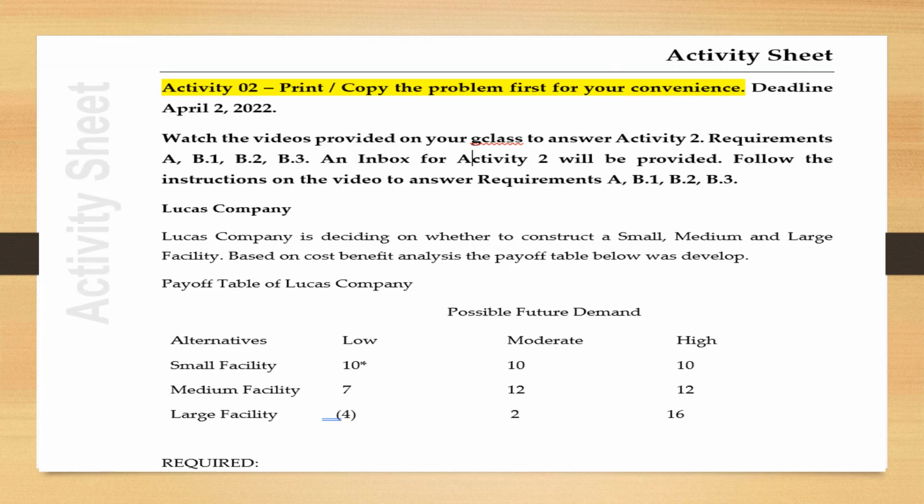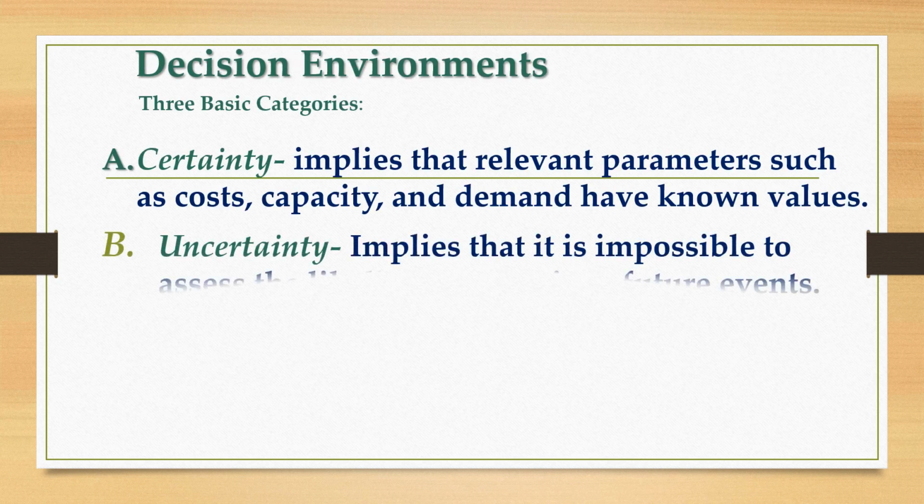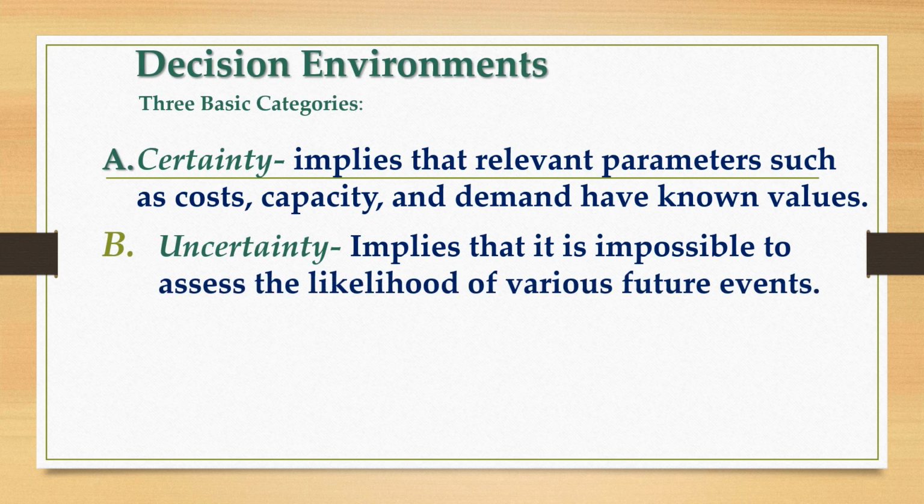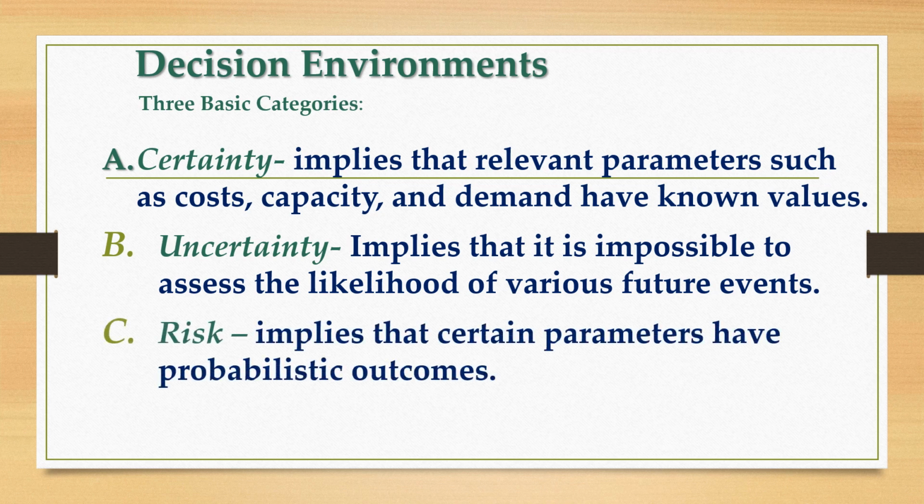Before we continue with Activity 2, make sure that you had been able to copy or print the problem on Activity 2 of your Learning Packet 2. In decision making, we have to understand the different types of environments we will be working with. And there are three types of environment: first, certainty, uncertainty, and an environment of risk.